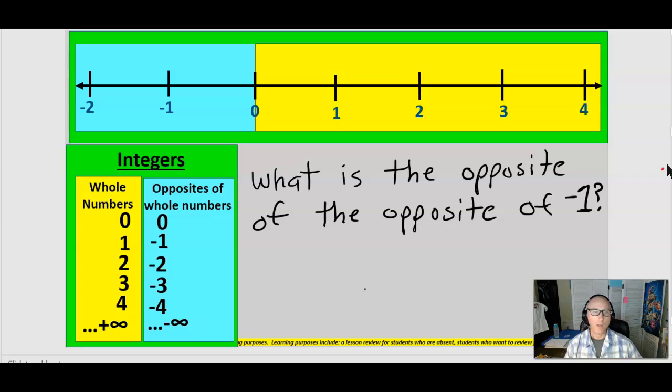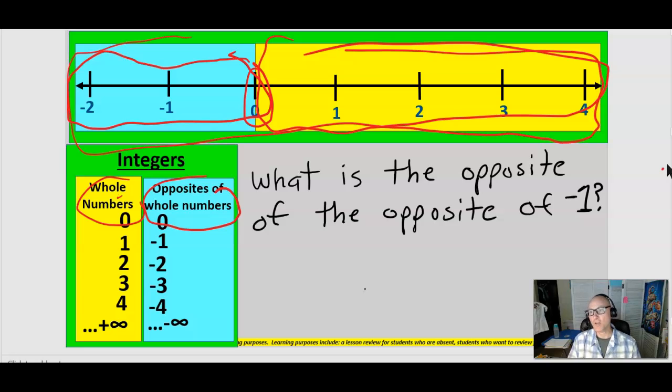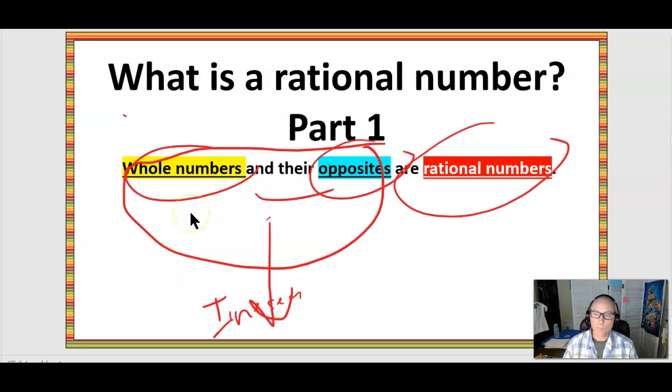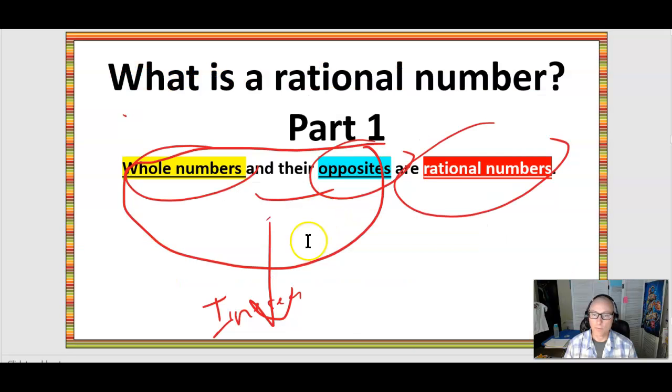There you go. So we're saying that everything in green, see all this yellow stuff, those are whole numbers. All this blue stuff, those are the opposites of those whole numbers, including zero as its own opposite. And we're saying everything in green are integers. So whole numbers and opposites, all the yellow and blue, are inside the green here. So these are all integers. Oh, and just origin, that's a nice thing to know. Zero is the origin.